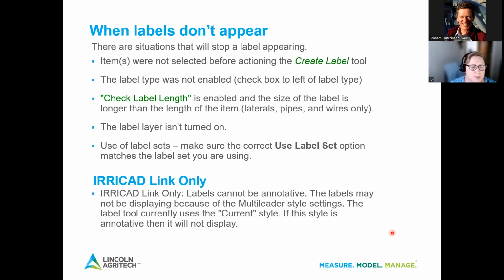If your check label length is enabled and the size of the label, so that's your text size drives this, is longer than the length of the item, then you won't get anything. The first thing that I do is go back and either turn off check label length so I can see what size it is and then resize things, or just change the text size of the particular label and try again. The label layer might not be turned on.